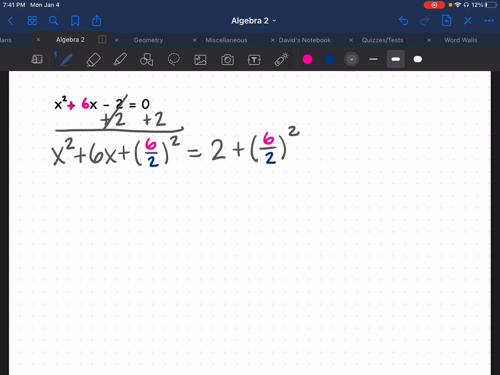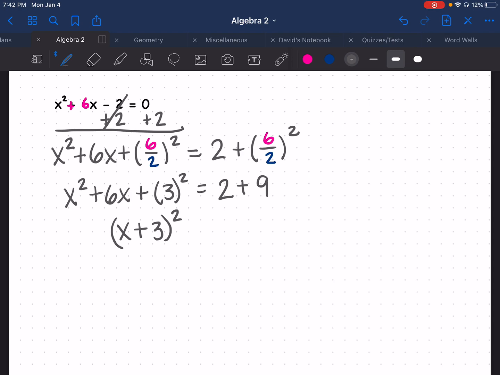All right, so on this side, I have x squared plus 6x plus 3 squared. 6 divided by 2 is 3. And on this side, I'm going to go ahead and do my 3 times 3, which is 9. All right, on the first side, I am already factored. I'm just going to squeeze in my x plus 3 inside my parenthesis, and 2 plus 9 is 11. All right, you're going to go ahead and take the square root of both sides, and you're going to go ahead and finish the problem. Good luck.